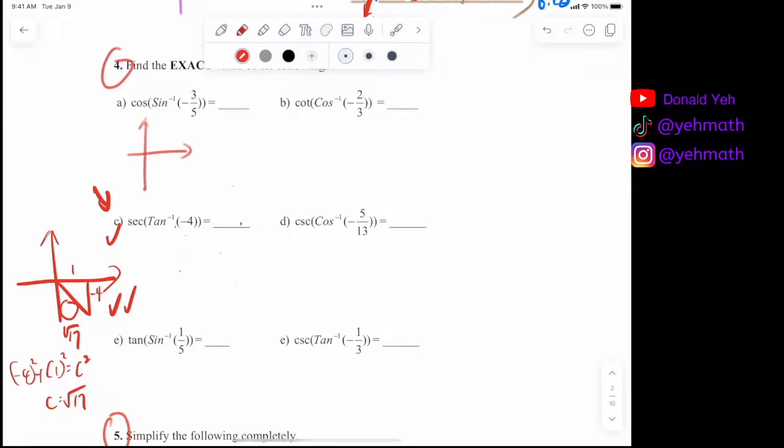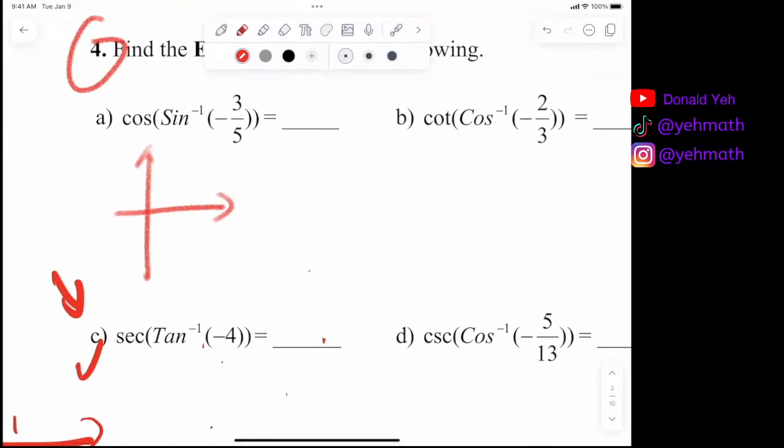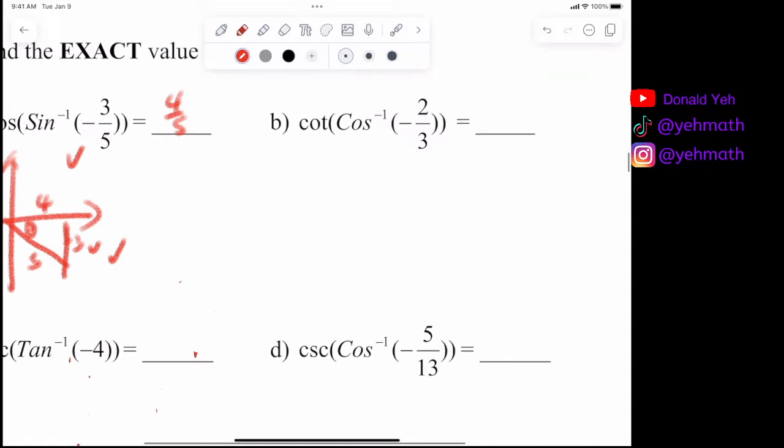Which quadrant would it be? Which quadrant is this? Four is correct. This is a double check here. 3 and 5, right? So the answer is this is -3, so cosine is gonna be 4/5. Is that okay? Pretty easy, right?